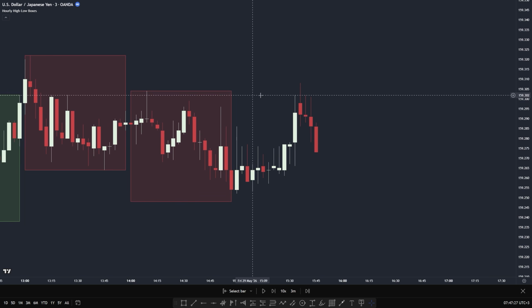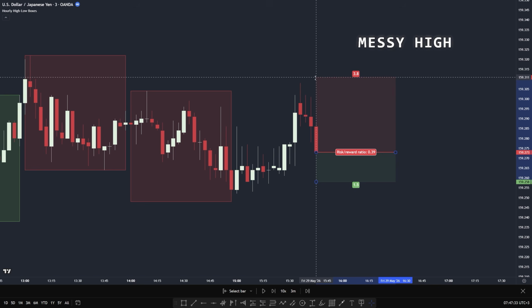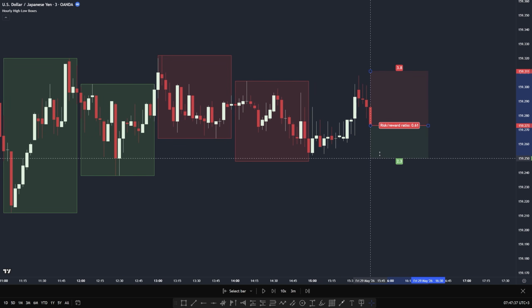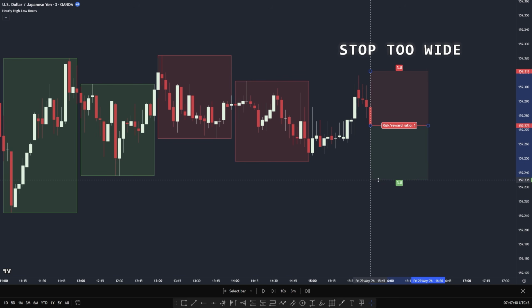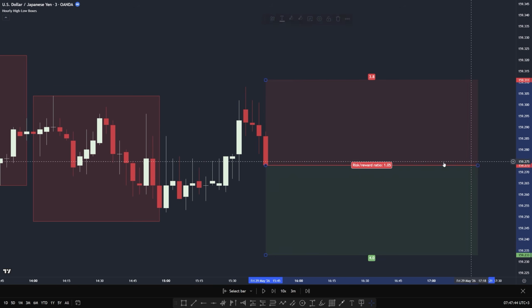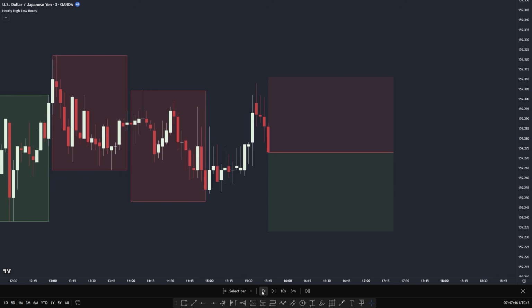Now compare it to this second short. Price is already in the middle of the box. The high is messy. The sweep barely takes anything. The reclaim candle is weak. The stop is too wide, and the 1R target is blocked. That loss is not a strategy failure. That is a bad trade.